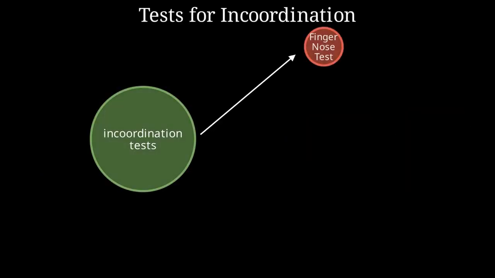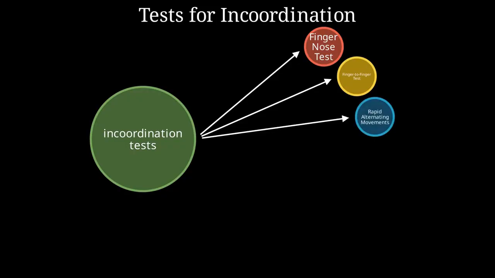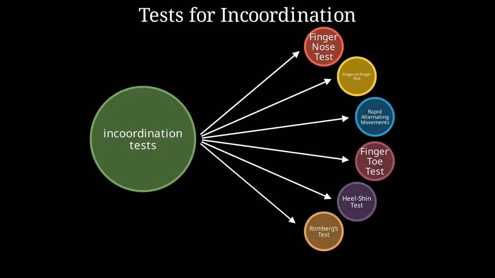Several clinical tests are used to assess incoordination in the upper and lower limbs, including the finger-nose test, finger-to-finger test, rapid alternating movements, finger-toe test, Heel-Shin test, and Romberg's test.